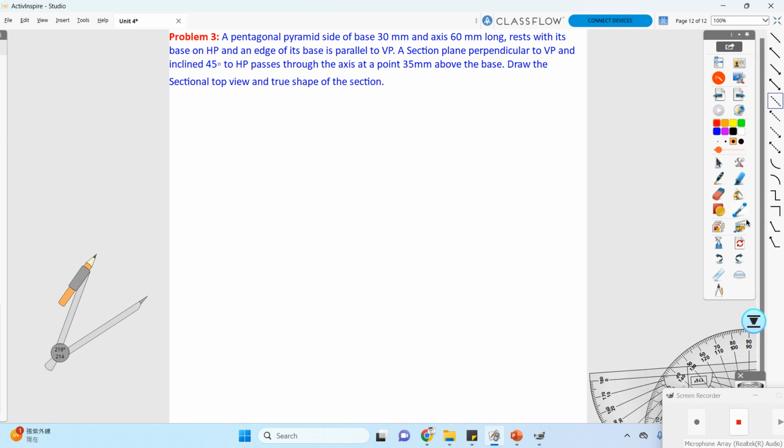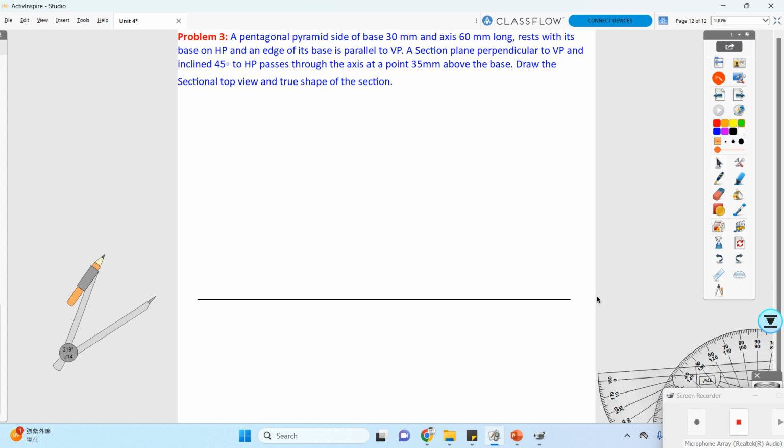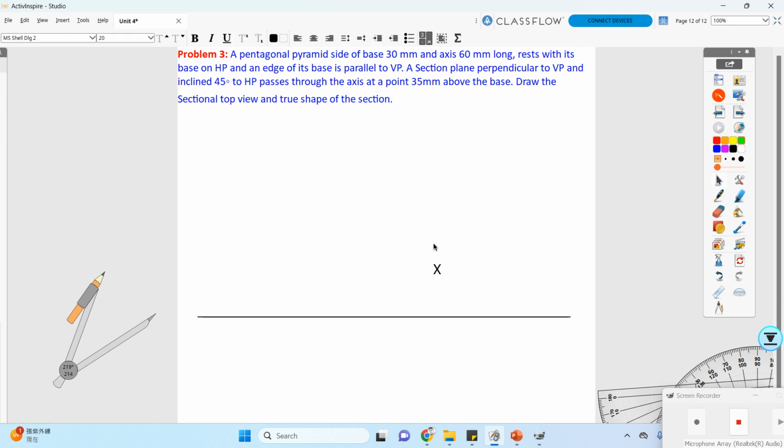Okay, first we will develop our xy plane. For developing the xy plane, I am going to consider over here. I'm going to consider this is my xy plane. I'm going to consider this as x and this as y. Then followed by, I'm going to represent this as my VP and this as my HP.